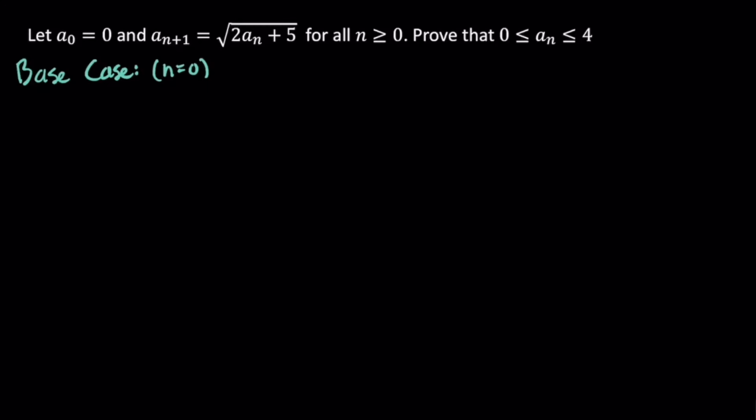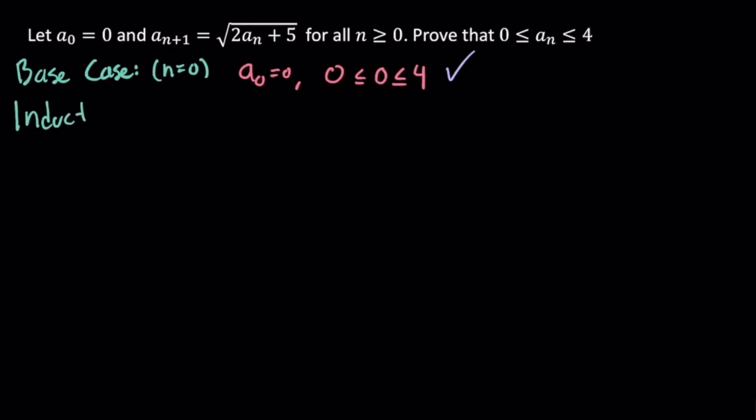So we have a0 equals 0, and in fact 0 is less than or equal to 4. So we've proven that. We can give ourselves a quick check mark. Now we go on to the inductive step.